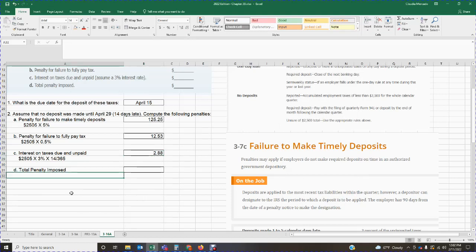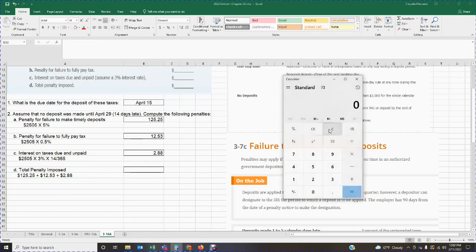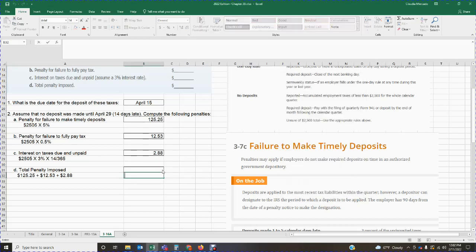Once we are done, we can add the 125.25 plus the 12.53. Sorry about that. Plus the 2.88. And let's see what that gives us. 125.25 plus 12.53 plus 2.88, 140.66. So that is the total penalty imposed because we made the payment late.